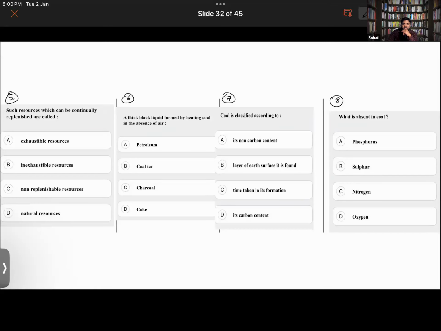Look, everyone pay attention to this fundamental thing: the classification of coal which we studied. On what basis have we divided different types of coals like peat, lignite, anthracite, bituminous? Remember that. इनको किस basis पे हमने differentiate किया है? So be careful while you answer that question.